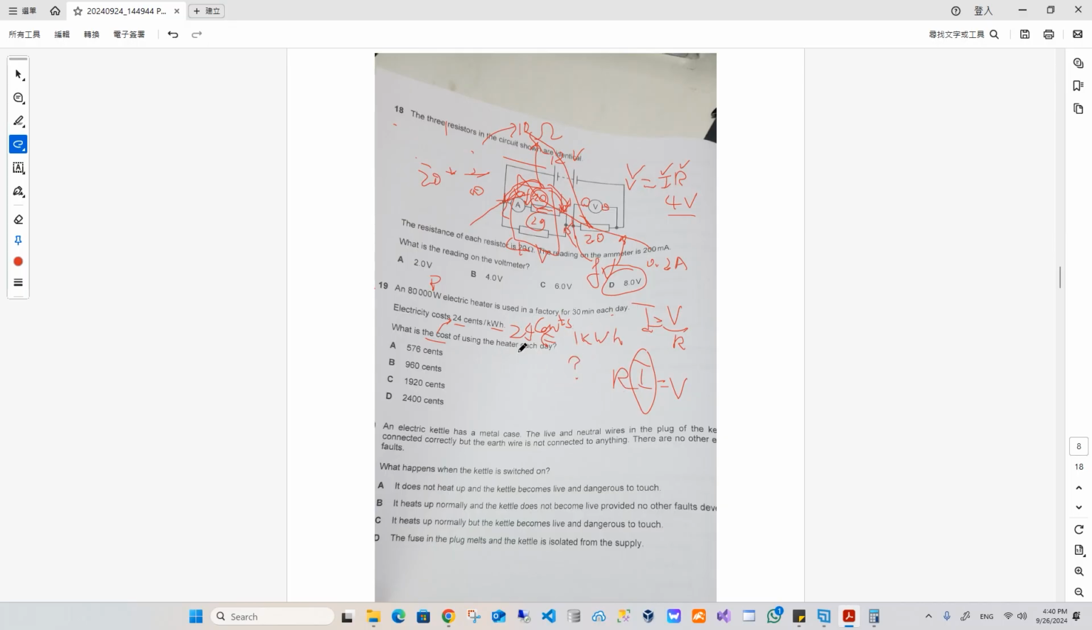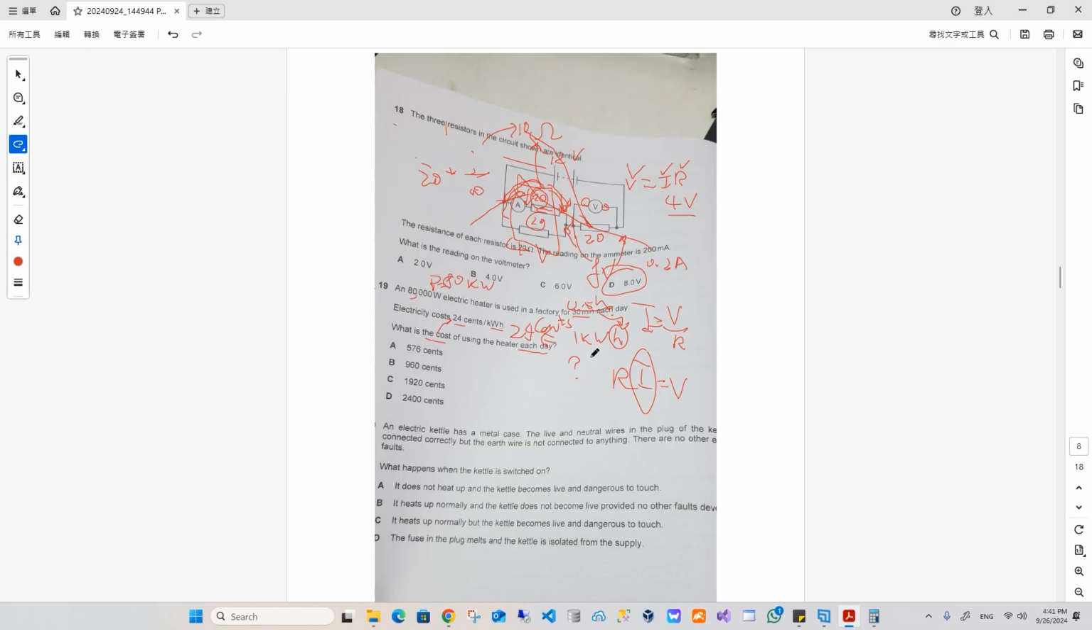Okay, so it says 1 day, and 1 day means 30 minutes. So this is time in 30 minutes, but my unit is in hours, so this is 0.5 hours. That's the hour I have. Now the power of this electric heater is 80,000 watt. So how many kilowatt? Take out the 1,000, so it's 80 kilowatt.